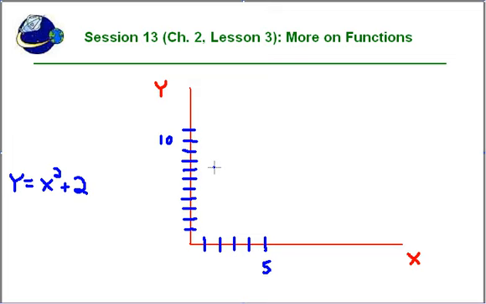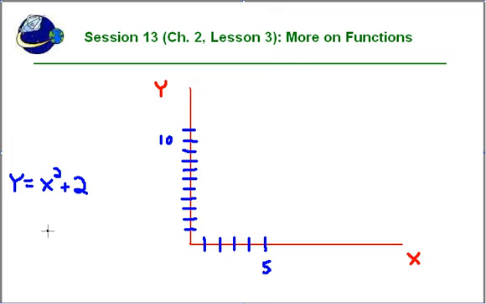In session 13 here, we're going to take a look at functions, and in particular, graphing functions with the coordinate system. First function that we have here is y equals x squared plus 2. Remember, x squared meaning x to the second power. We can graph this, but we're going to find out that this particular graph is not a straight line, but it is still something that we can graph nevertheless.